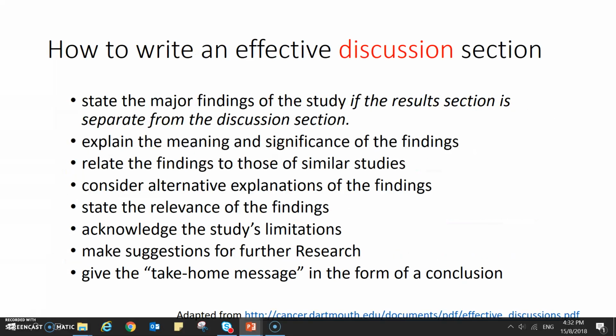How to write an effective discussion section. State the major findings of the study if the result section is separated from the discussion section. You can explain the meaning and significance of your findings. Relate these findings to those of similar studies. Consider alternative explanations of the findings if you know. State the relevance of your findings and acknowledge the study's limitation. Make suggestions for further research. You can also give the take-home message in the form of a conclusion at the end.